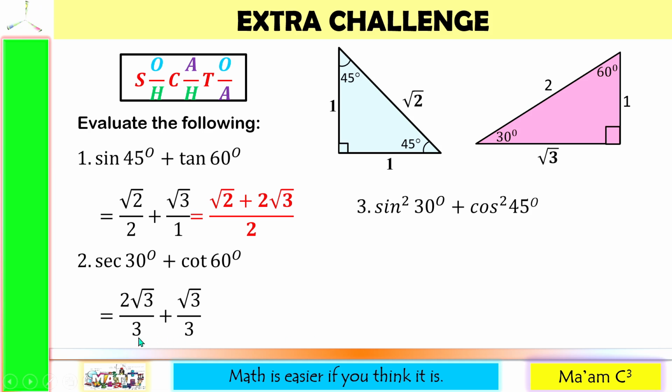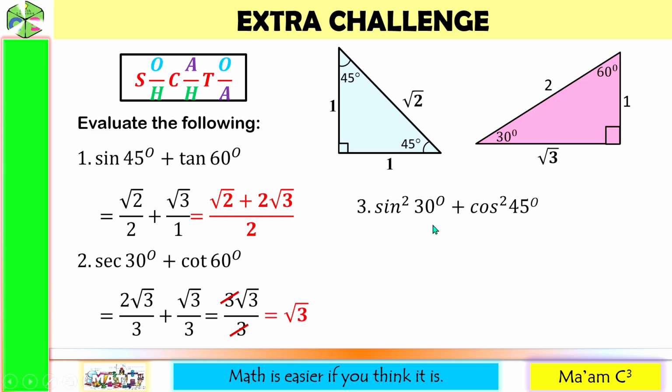Same denominator, so we simply have to copy the denominator and add the numerators. 2 square root of 3 plus square root of 3 is 3 square root of 3 over 3. 3 and 3 will cancel out, so I have square root of 3.